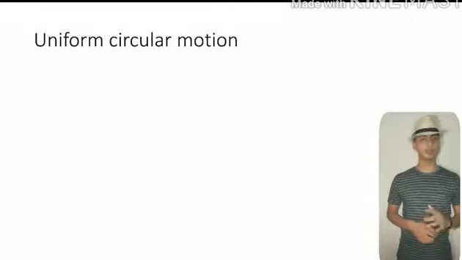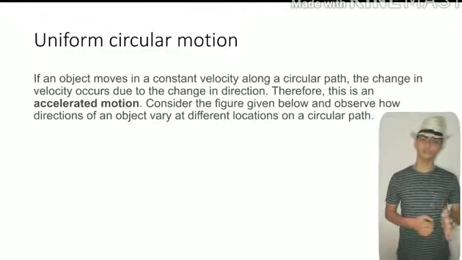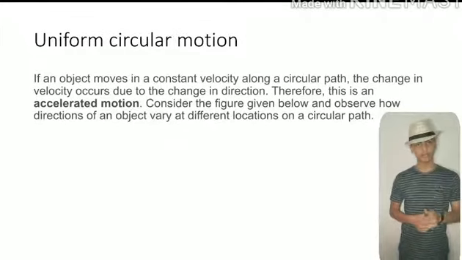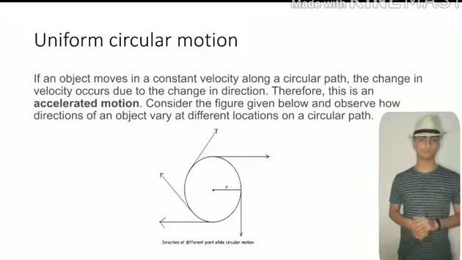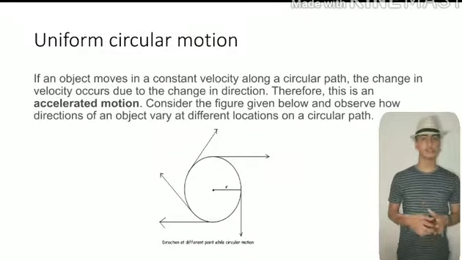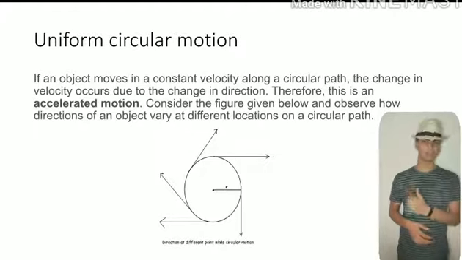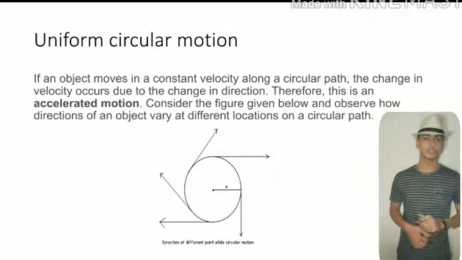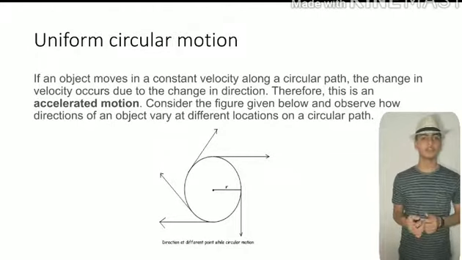Now considering uniform circular motion, if an object moves with constant speed along a circular path, the change in velocity occurs due to change in direction. Therefore, this is an accelerated motion. Now consider the figure given over here, and let us observe how the direction of an object varies at different locations on a circular path.